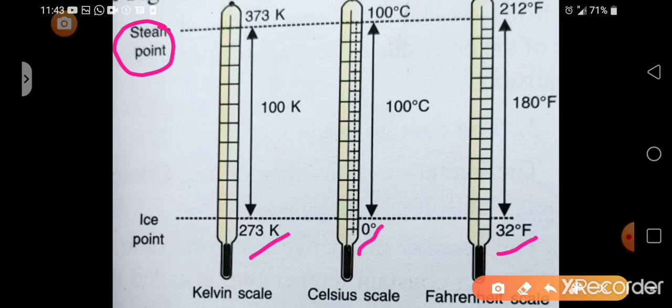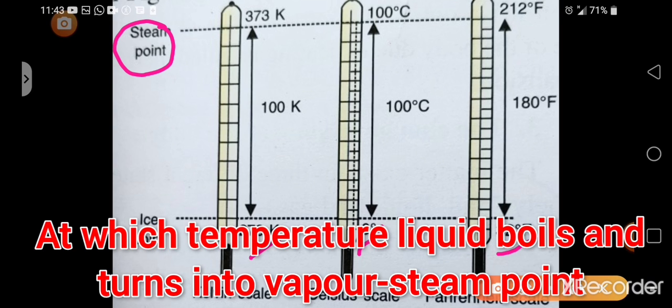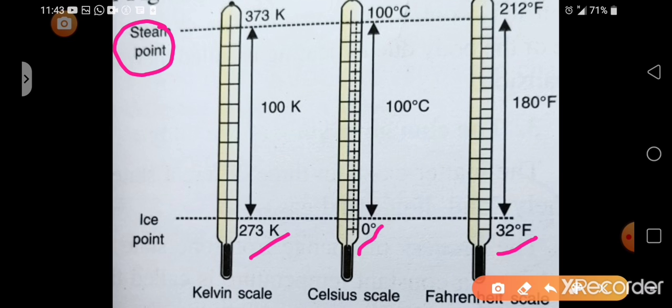What is meant by the steam point? Steam point means the temperature at which the liquid boils and turns into vapor. The steam point of water on the Kelvin scale is 373 Kelvin, on the Celsius scale it is 100 degrees Celsius, and on the Fahrenheit scale it is 212 degrees Fahrenheit.